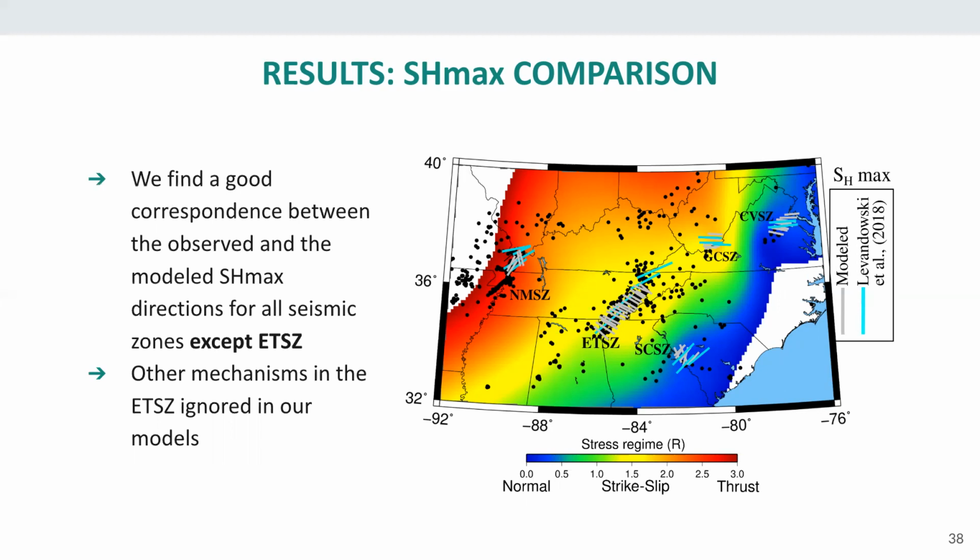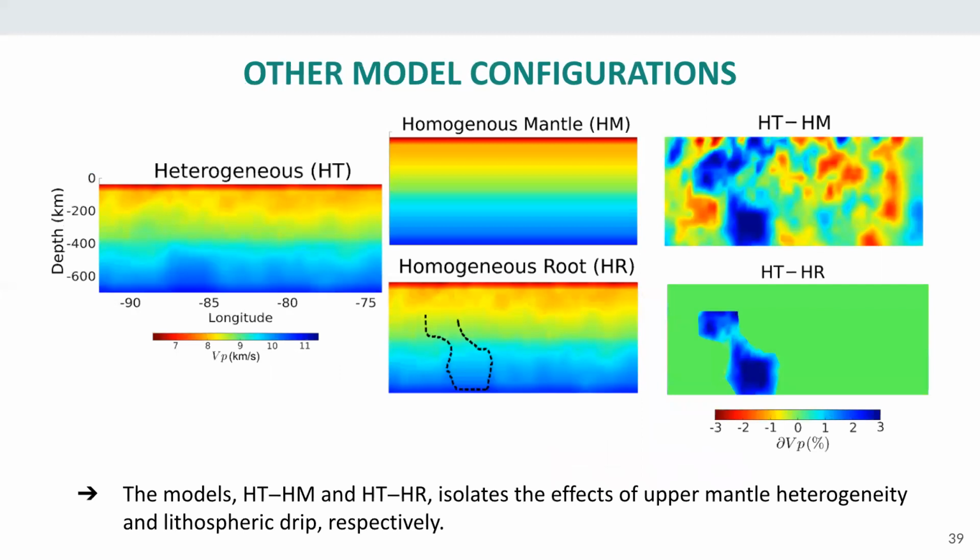We think that for the Eastern Tennessee seismic zone, our model does not perform as well because maybe we need other complications, like compositional heterogeneity, included in our models to explain the seismicity in this region. We also use a reference model to generate other model configurations. This reference model includes a reference area band and also contributions from tomography. Then we assume a hypothetical laterally homogeneous mantle and also a hypothetical model which has no lithospheric root.